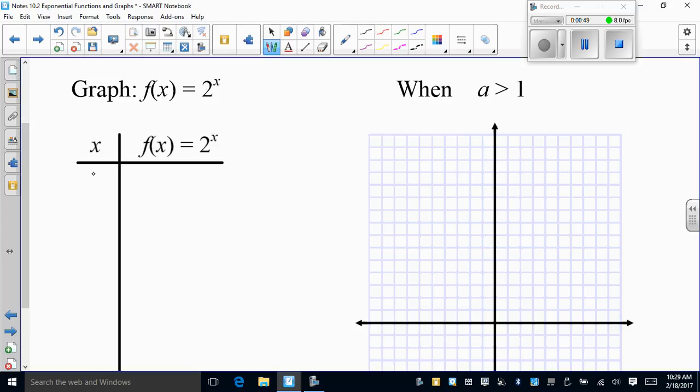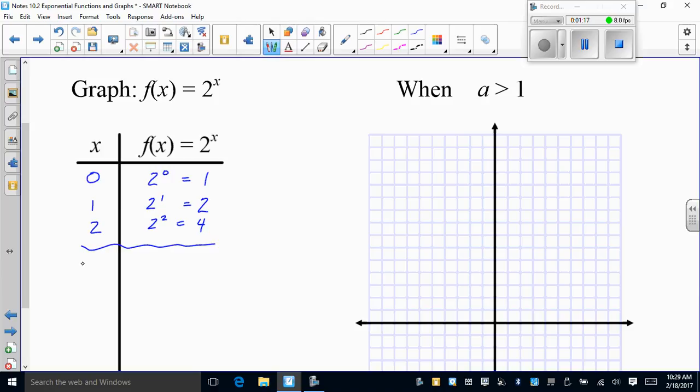Then we have 2 to the 0 power, but we all know that anything to the 0 power is 1. If I put in 1, then we have 2 to the first power, which is just 2. If I put in 2, I'm going to get 2 squared, which is 4, and so on and so forth. So what if I threw negative values in there? What if I put in negative 1? Now I have 2 to the negative 1.